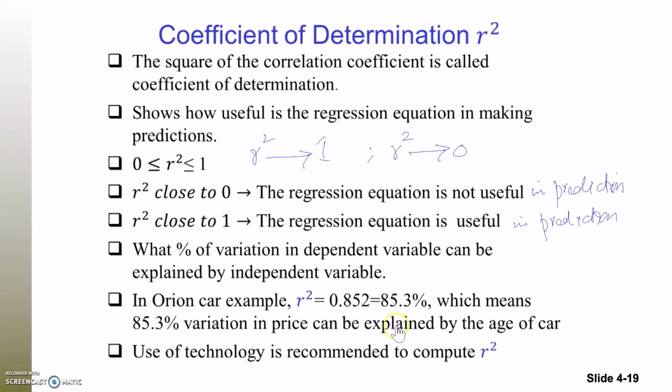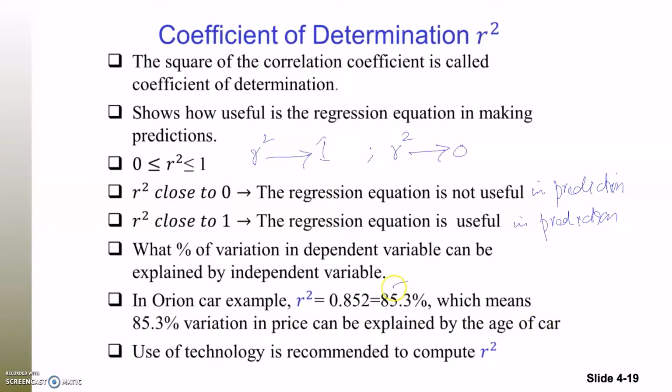There is another use which is given here. We get the value of r square as 0.852. If you round it to one decimal place, r square comes out to be 85.3%, right? It means 85.3% of the change in the prices is due to the age of the car. The 85.3% variation in the price can be explained by the age of the car.